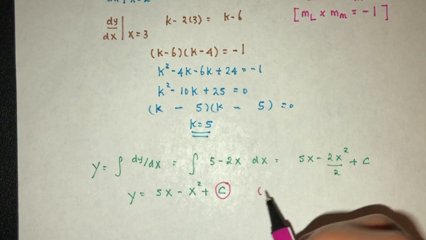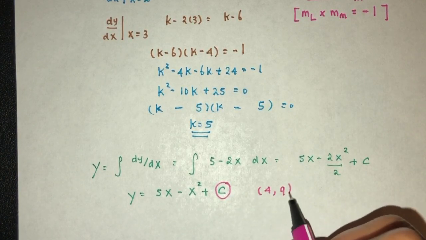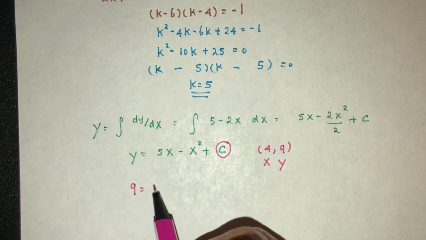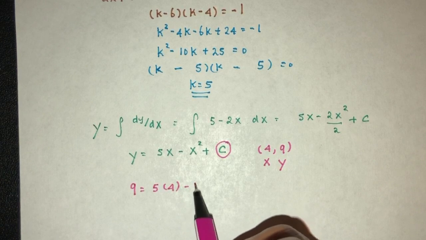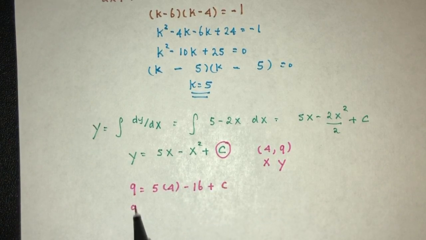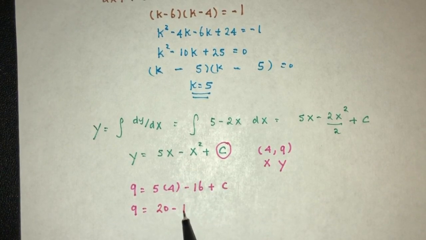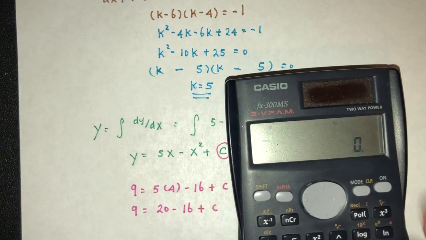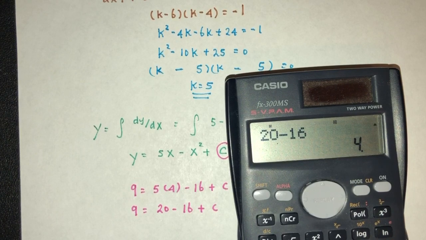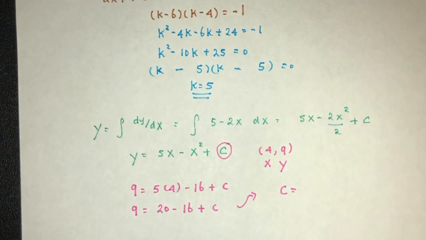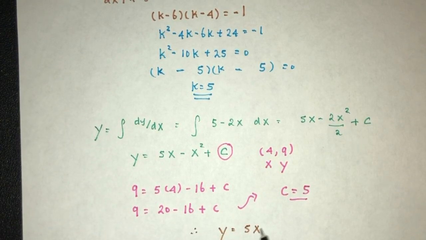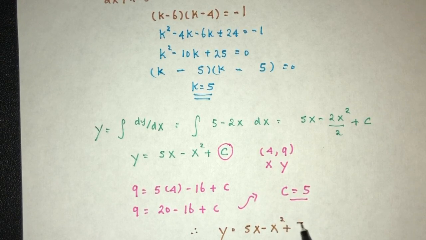The point here is 4, 9. This is my x value, my y value. Replace. y will be 9 and my x will be 4. 9 equal to 20 minus 16 plus c. From here we can realize c will be what? 20 minus 16 is 4. 9 minus 4 is 5. So c will be the value of 5. So finally the equation of y has to be 5x minus x squared plus 5.